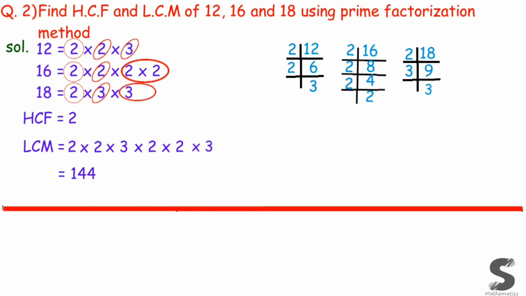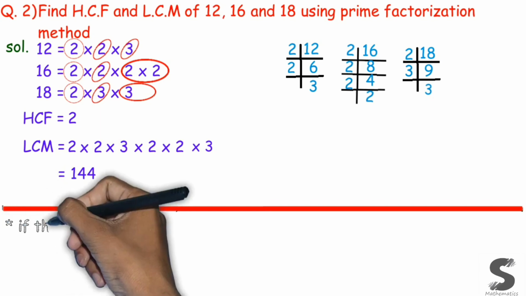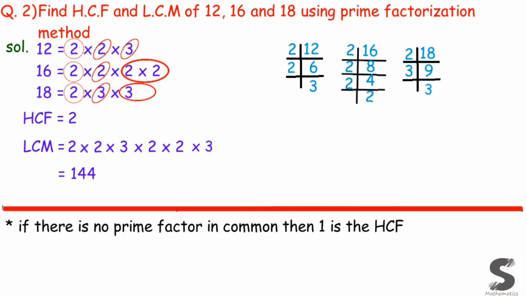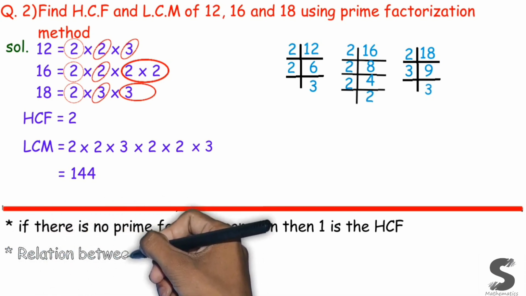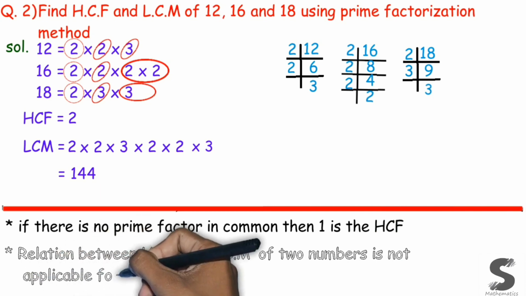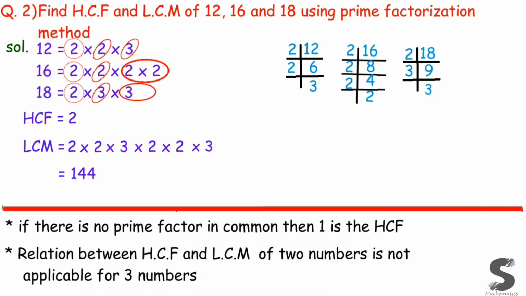Let's see some points. If there is no prime factor in common, then 1 is the HCF, because 1 is a factor of every number. And the second point is the relation between HCF and LCM of two numbers is not applicable for three numbers. I hope you understand today's concept very well.